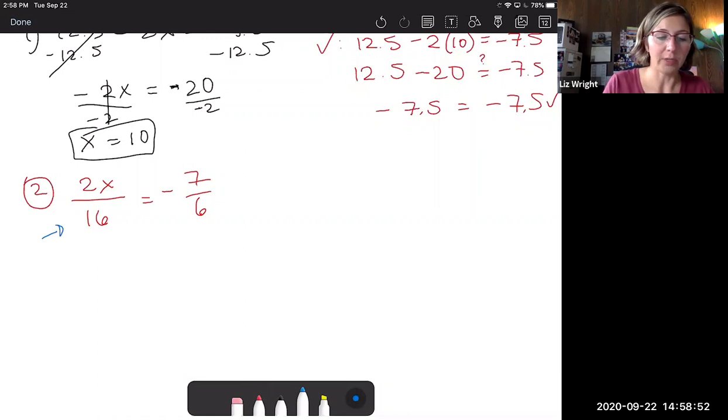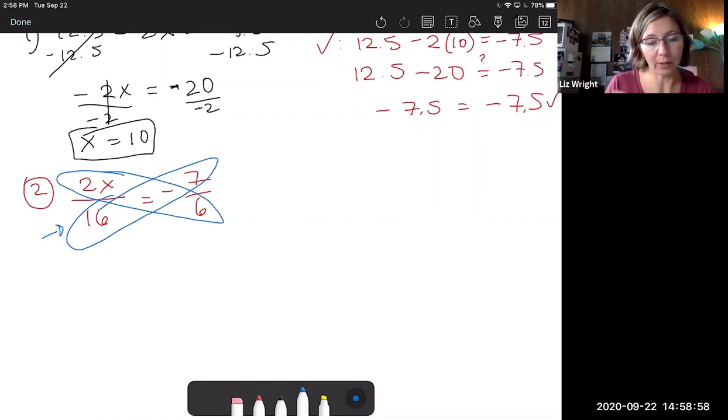I like to just show you guys how to cross multiply here. That also works. You can do it a different way, so you don't have to do it the way I'm doing it. Just make sure your process is still mathematically sound and that you're getting the right answer. So on this one, I'm going to do the first circle from 2x times 6. So we're going to get 12x equals, and then our 16 times our negative 7.